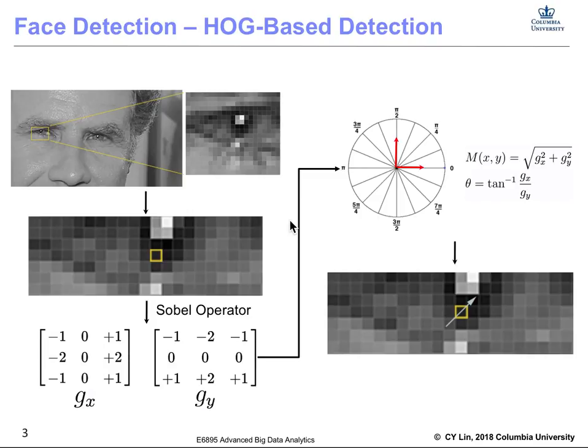First, I will introduce the face detection part. And this is a very simple one. We will use HOG-based detection. For each pixel, we will try to calculate its gradient. We will use the Sobel operator to calculate the horizontal and vertical gradient. Then we can use these two gradients to calculate the magnitude and the orientation of the gradient of each pixel.